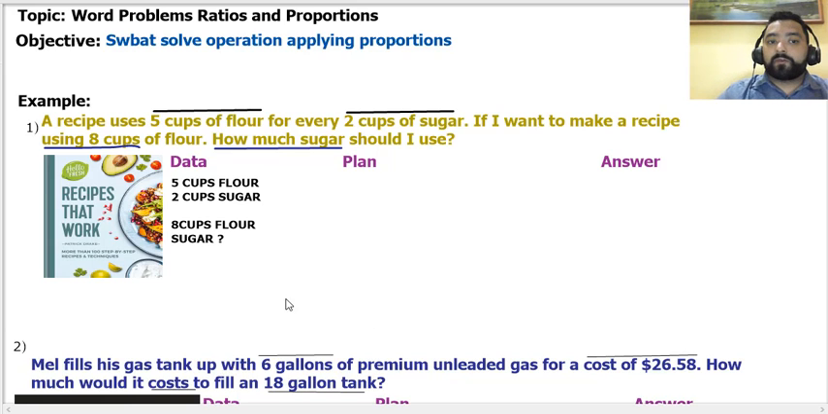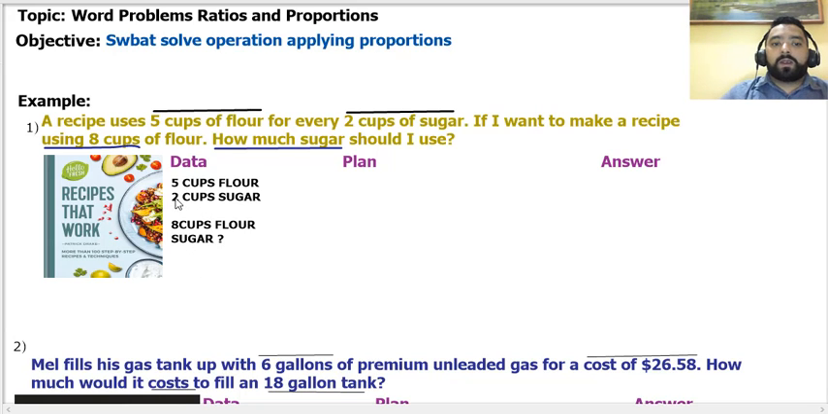For example, we have the first situation: a recipe uses 5 cups of flour for every 2 cups of sugar. If I want to make a recipe using 8 cups of flour, how much sugar should I use? The problem is talking about 5 cups of flour for every 2 cups of sugar. This one is our data.